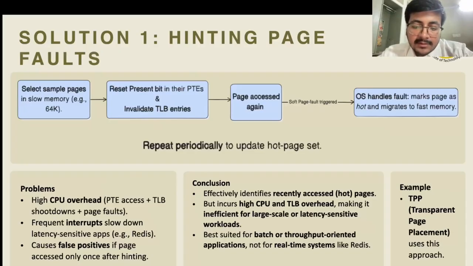Frequent page faults and TLB shootdowns lead to CPU overhead. This overhead hurts latency-sensitive apps like Redis. A well-known example of this is transparent page placement, TPP.